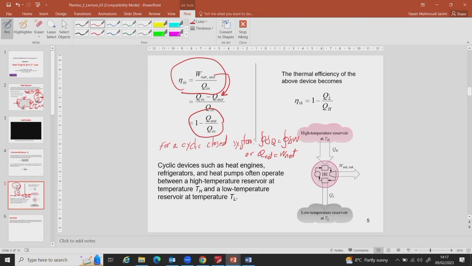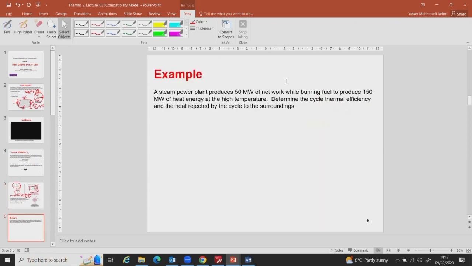Sometimes we might represent this as QL over QH, where L or H represent low or high. So we're happy with this definition? Okay. So this is an example, easy peasy.